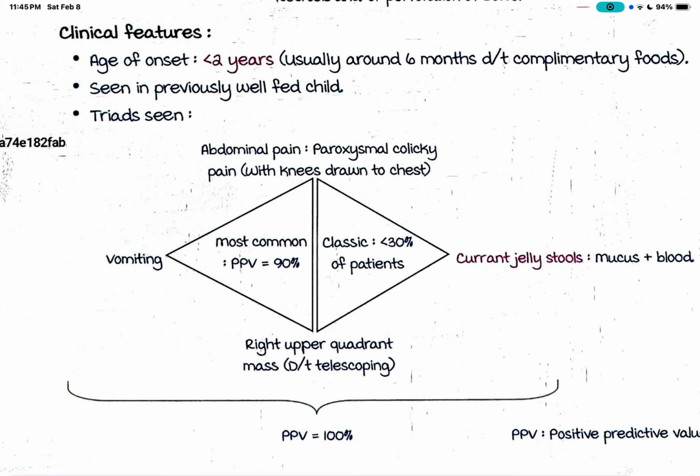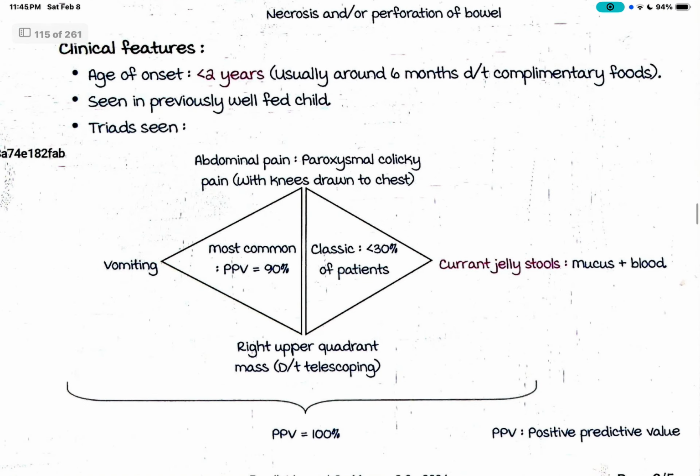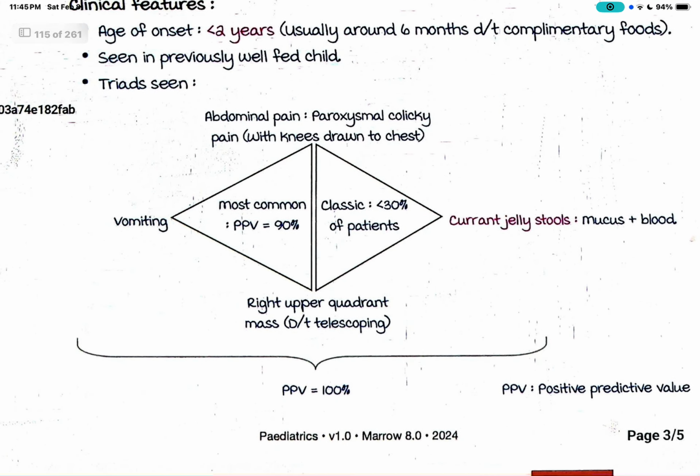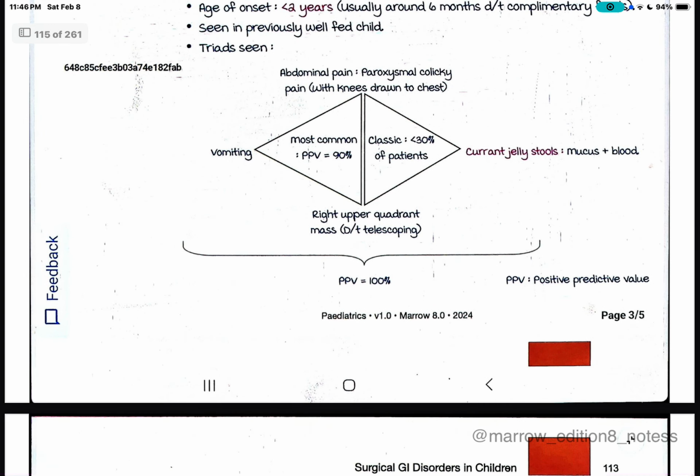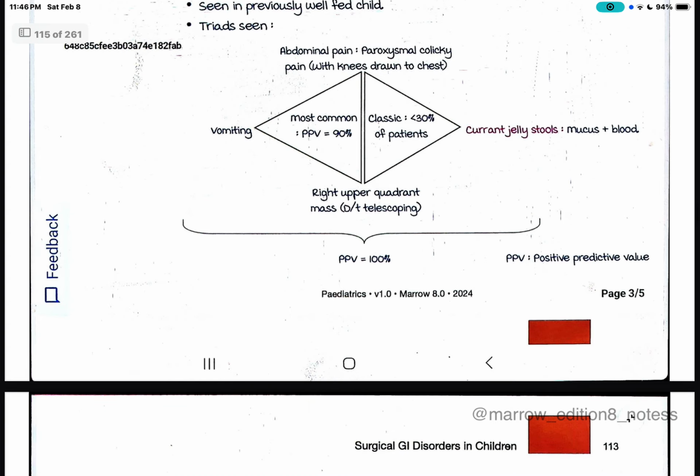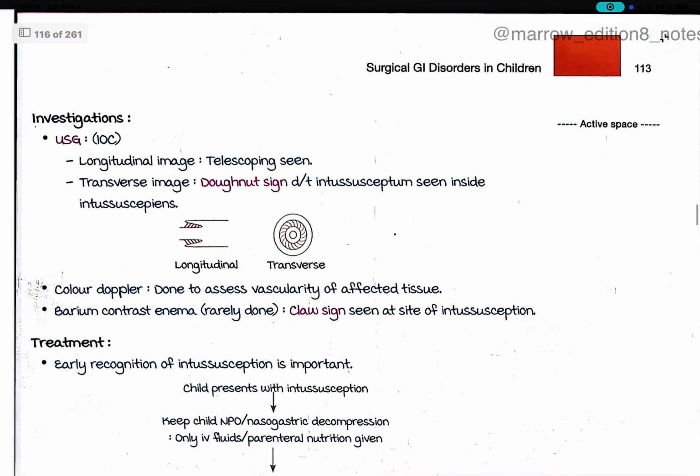In 30% of patients, the classic triad is abdominal pain, right upper quadrant mass, and currant jelly stools, which is mucus plus blood. So there is 90% positive predictive value for the triad of pain, vomiting, mass, and 30% for pain, currant jelly stools, mass. If all are seen, then 100% positive predictive value.